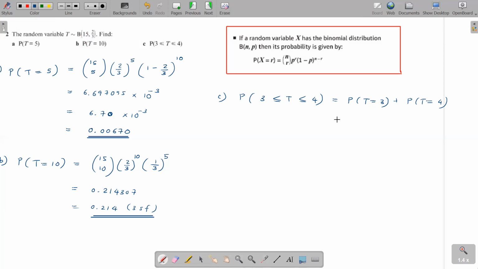T equals 3. I'll do it over here. So 15C3, 2 over 3 to the power 3, 1 minus 2 over 3 is 1 over 3 to the power 15 minus 3. That's 12, right? Plus 15C4, 2 over 3 to the power 4 into 1 minus 2 over 3, which is 1 over 3 to the power 15 minus 4. That's 11. So you need to type the whole thing in the calculator. What's the answer you get?